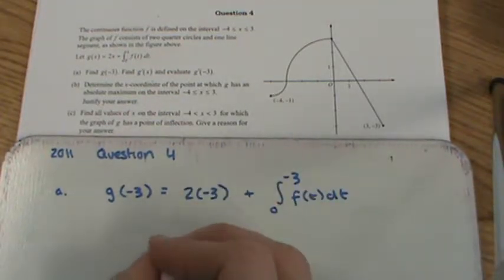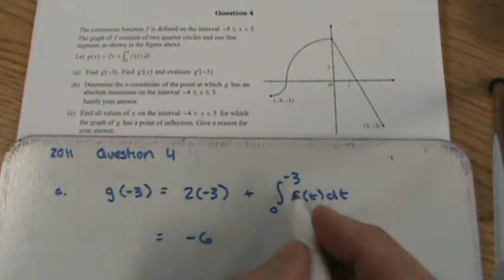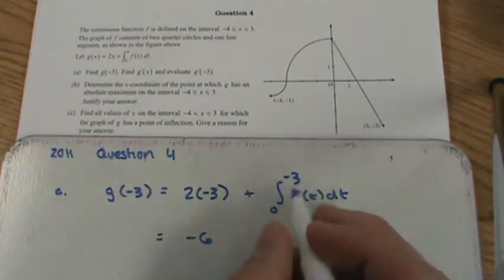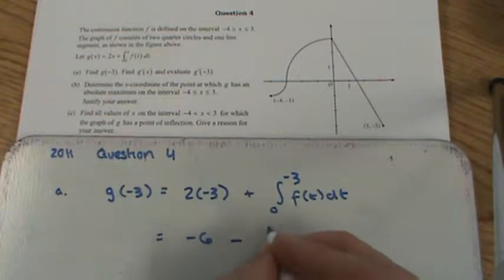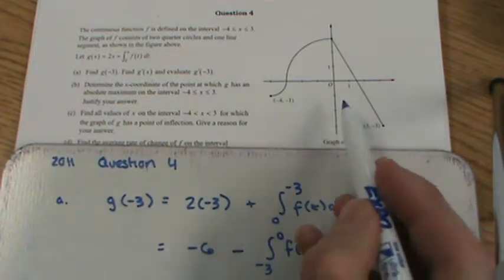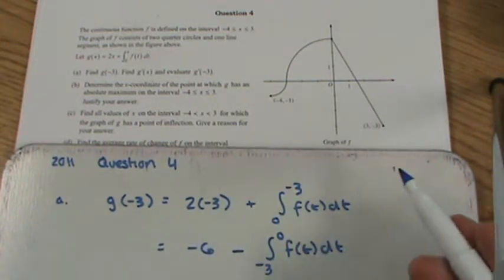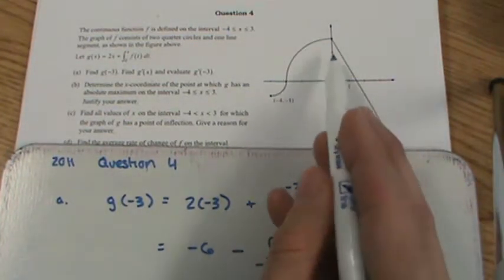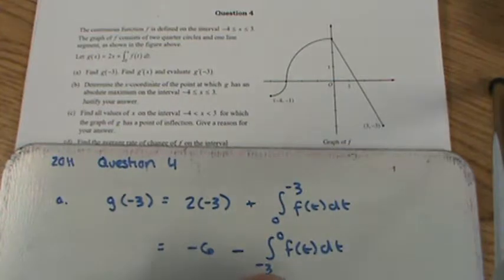All right, well, we know that this is -6, and now notice that the limits are backwards. So it's 0 to -3. In order to switch those, we have to make it negative and go -3 to 0 of f of t dt. And for -3 to 0 of f of t dt, here's the graph of f. That just means find the area from -3 to 0. And if you notice, from -3 to 0, we have a quarter circle. So we can actually just use a little geometry here.